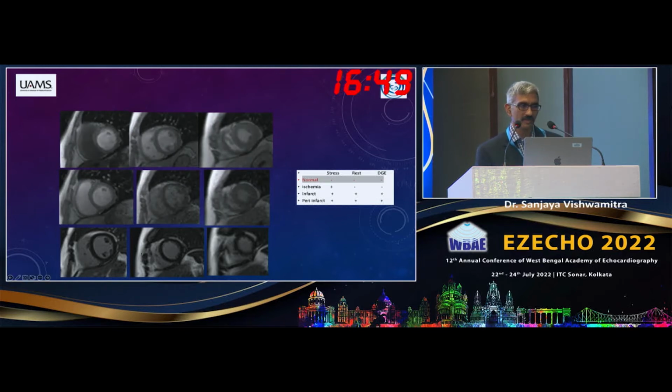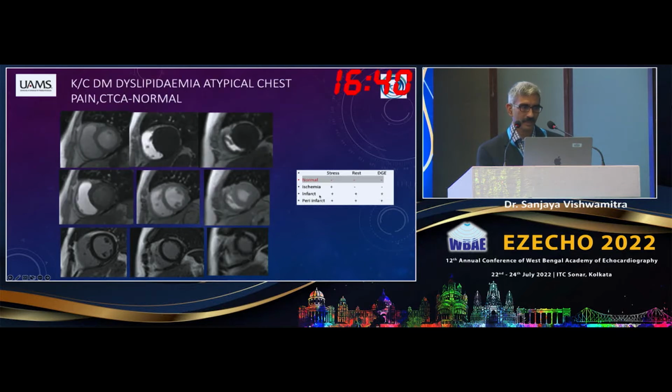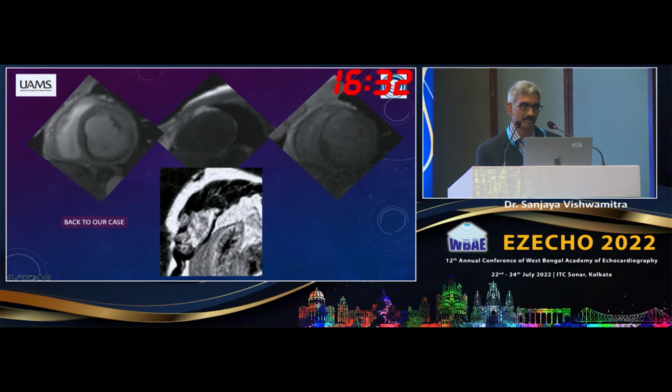No evidence of infarct, no evidence of any perfusion defect on the stress imaging. Therefore, this would be an example of a normal exam. And this was a patient who came in with atypical chest pain. The CTCA was then done to show that there were normal coronary arteries, and he was treated medically for something else.